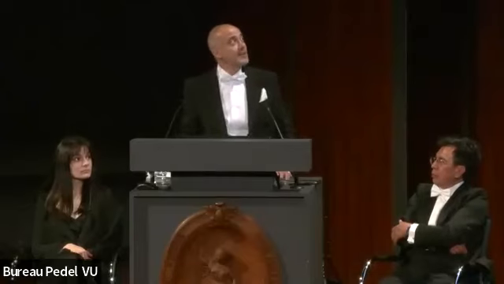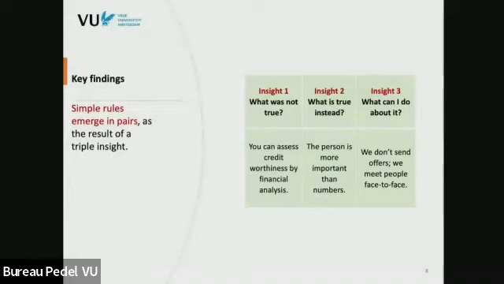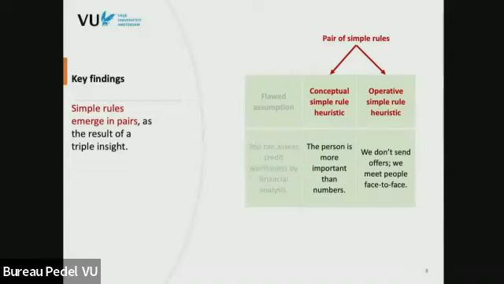The first insight is what was not true, the flawed assumption that they had and that caused the failure. The second one is what is true instead, so a new principle. And the third one is how can we apply this in practice? And the last two insights are articulated into two simple rules heuristics. This is one of the key findings of our research, the fact that simple rules heuristics emerge in pairs. And this is illustrated by almost 100 such pairs harvested from our respondents.